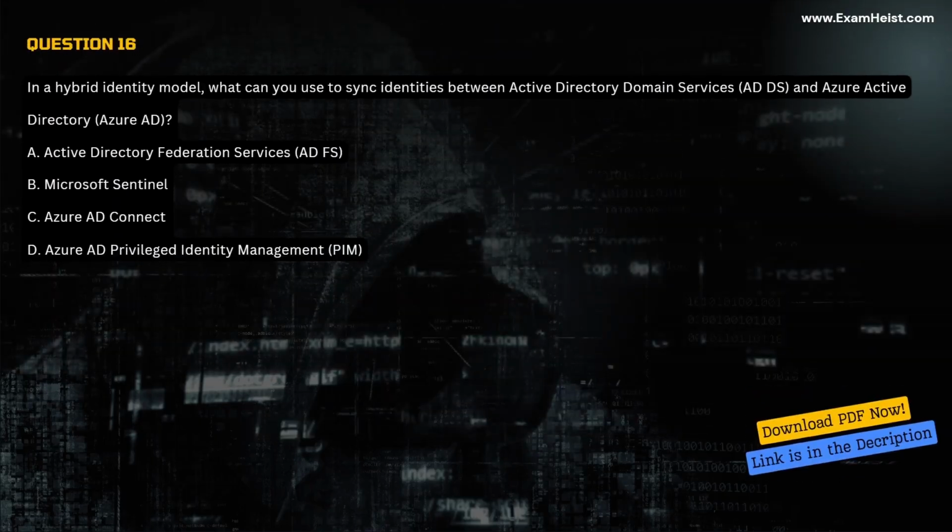Question 16. In a hybrid identity model, what can you use to sync identities between Active Directory Domain Services (ADDS) and Azure Active Directory (Azure AD)? A. Active Directory Federation Services (ADFS). B. Microsoft Sentinel. C. Azure AD Connect. D. Azure AD Privileged Identity Management (PIM). Correct answer: C. Azure AD Connect.